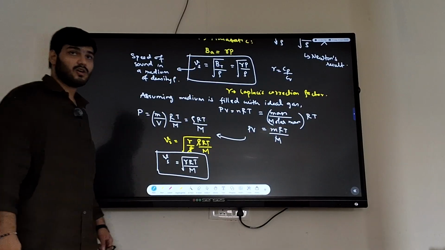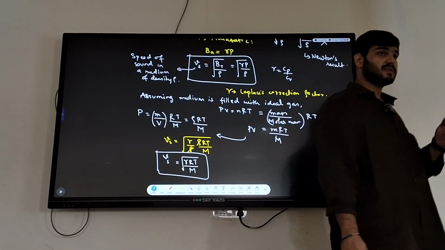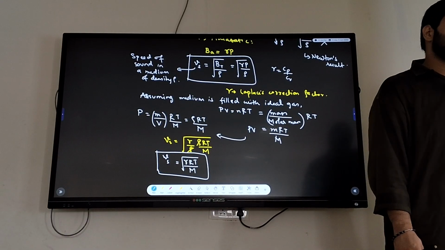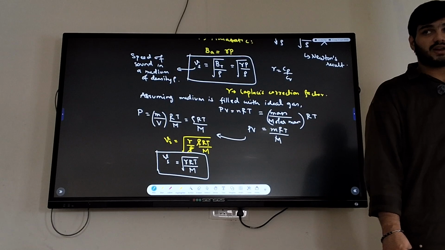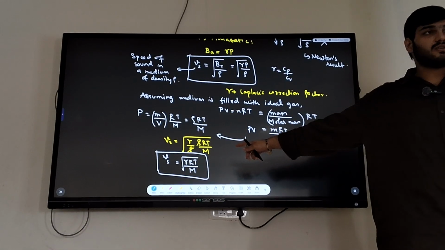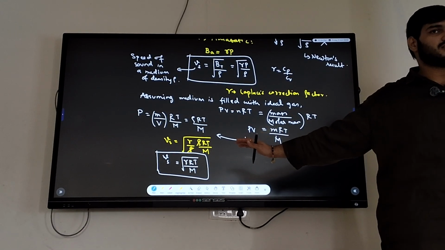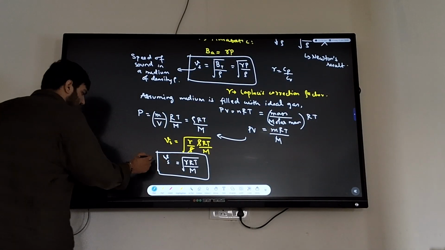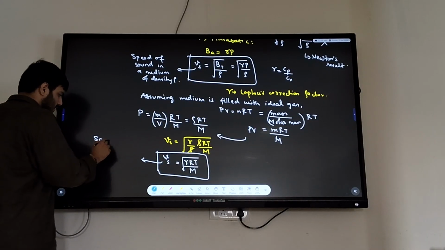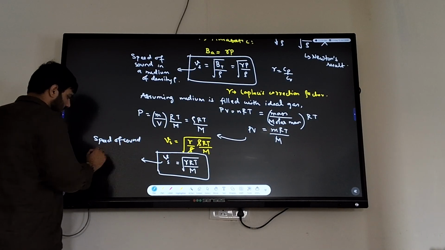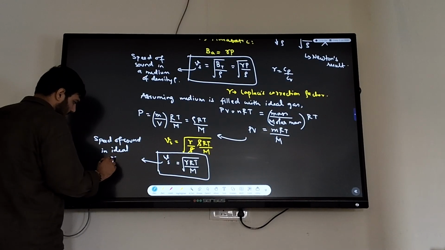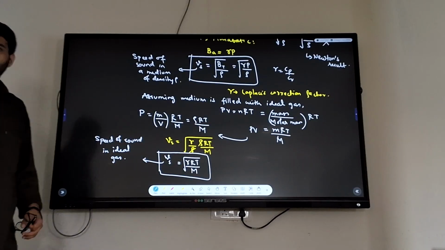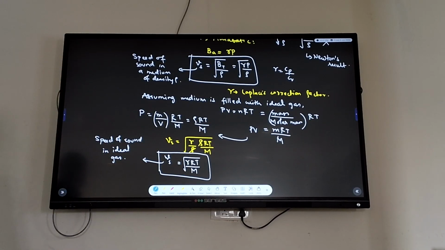So now please understand, all these results are mutually exclusive in a sense. The first one is quite general, you can apply it anywhere. And the second one, you can apply it for sound waves for any medium. The third result that we got, only for ideal gases. Don't apply it for any other medium. Okay? So this is the speed of sound only for ideal gases. Is it okay? Don't mix up the results, please.